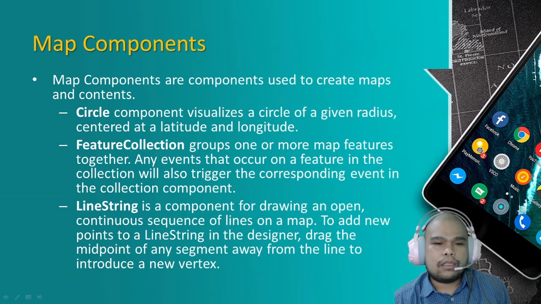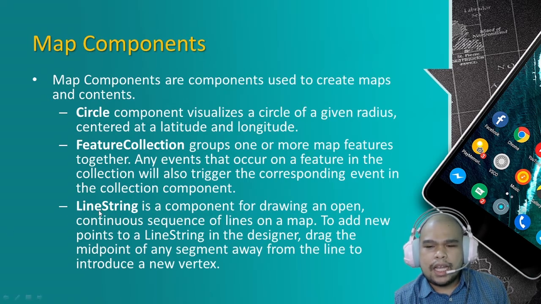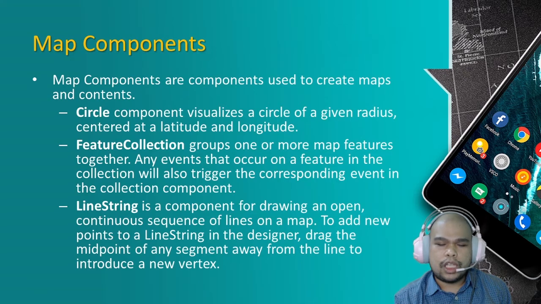Now, we also have line strings. It is a component for drawing an open continuous sequence of lines on a map. So, to add new points of line string in the designer, drag the midpoint of any segment away from the line to introduce a new vertex. Let's say, for example, you want to highlight a particular lupain. You want to check kung saan lang yung lupain mo. You can follow yung coverage ng lupain mo na yon by creating a line string. So basically para kang nagki-create ng lines that cover a location within the map.